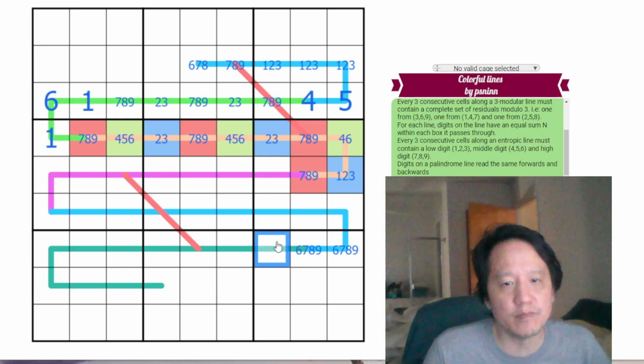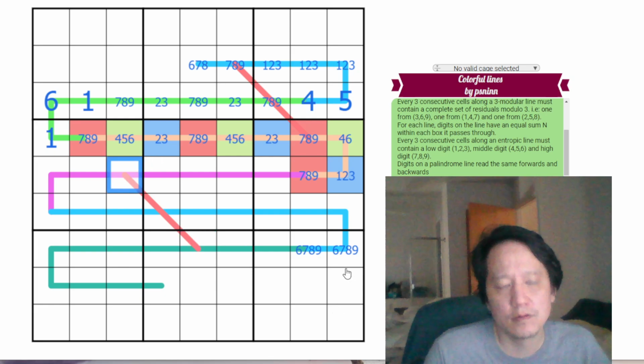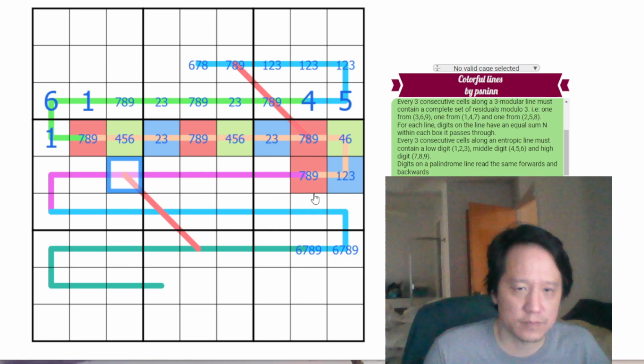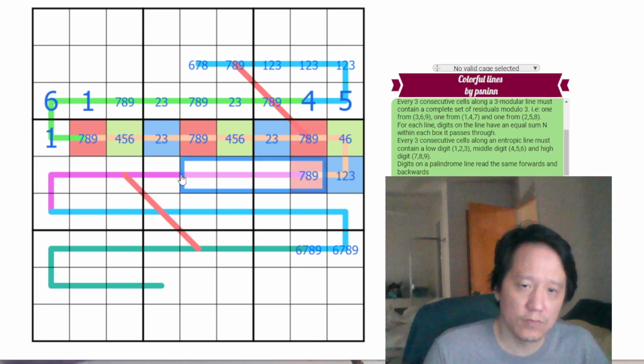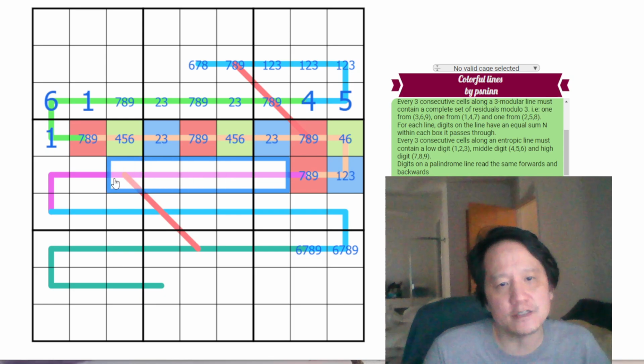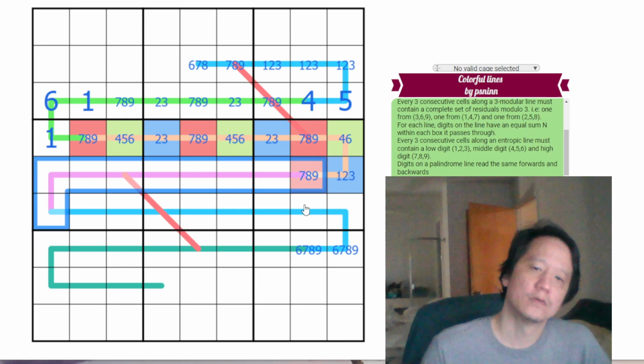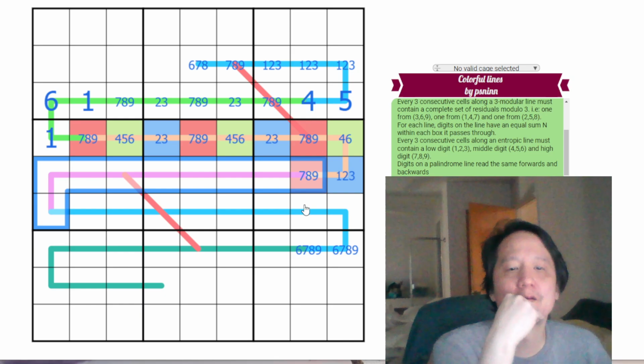So this is the modular line, which we don't know. This is the same as that one. So either 1 or 9 is not along this line. This is an 8 line, right? Huh.